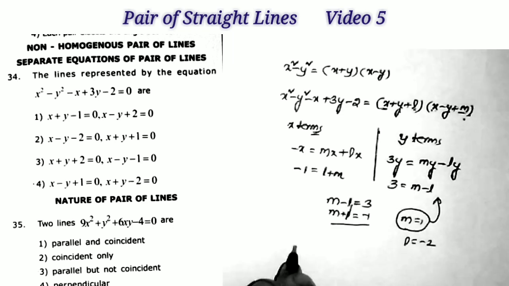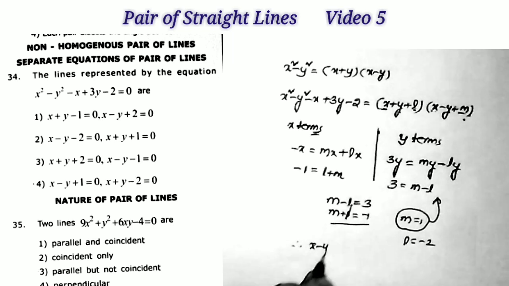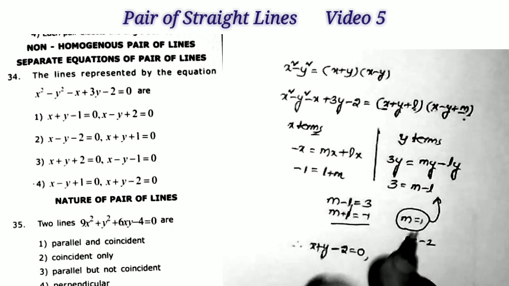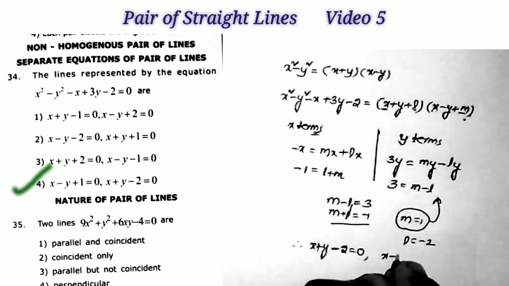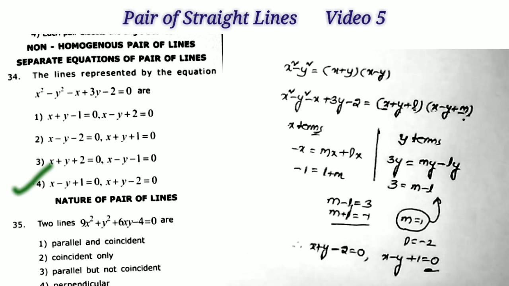Therefore, the line equations are: the first line is x plus y plus l, that is x plus y minus 2 is equal to 0. The second line is x minus y plus m is equal to 0, that is x minus y plus 1 is equal to 0. That's all. These are the line equations.